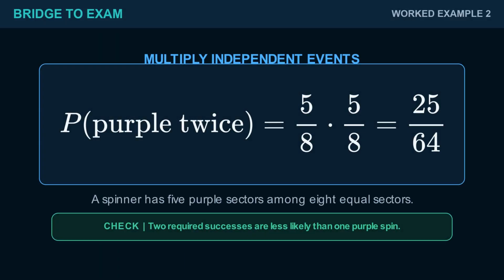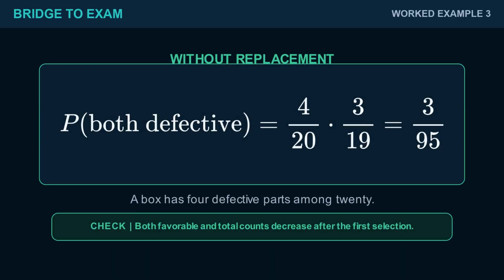Worked Example 2. A spinner has 5 purple sectors among 8 equal sectors. 2 independent spins, both landing purple, has probability 5/8 times 5/8, or 25/64. Check. 2 required successes are less likely than 1 purple spin.